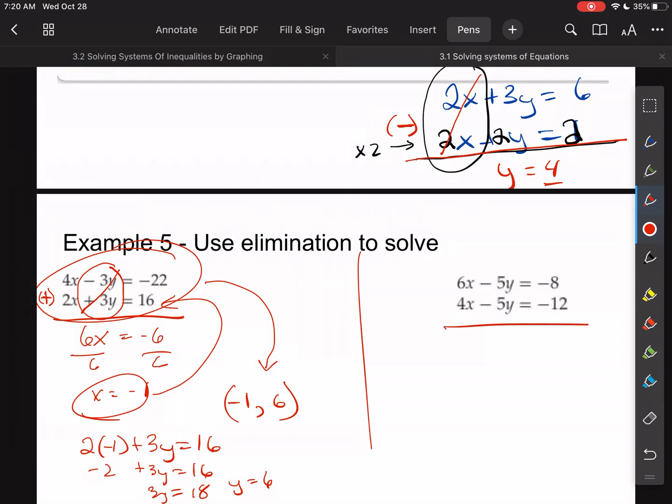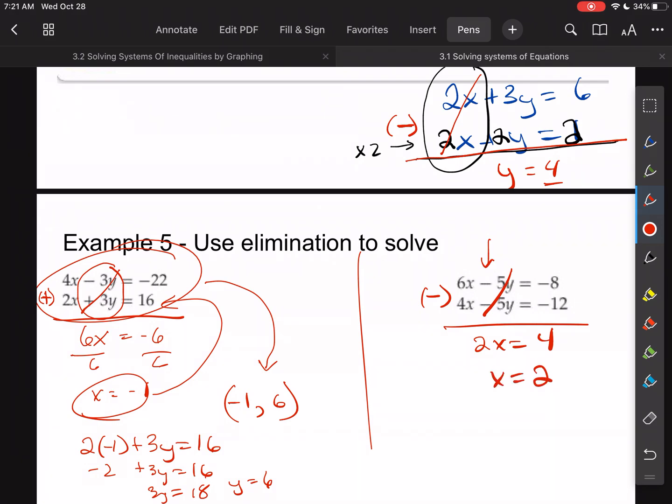Let's do another one. So for this one, the signs are the same. Whenever the signs are the same, we're going to subtract, right? Because -5 minus -5 is -5 plus 5, so that would make this go away. So here we're subtracting. 6 minus 4 is 2x. Negative 8 minus negative 12 is negative 8 plus 12, which is 4. Then we have x is 2.